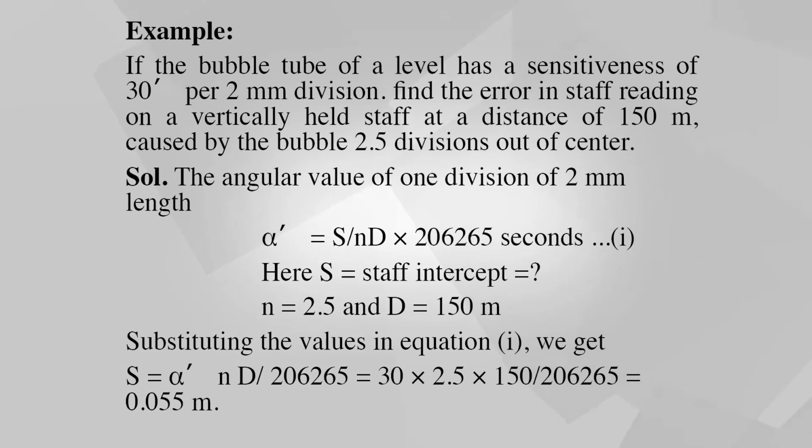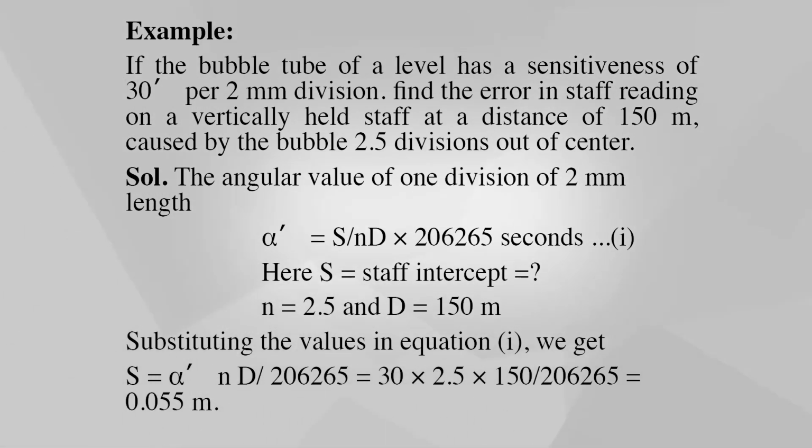In the next question, the bubble tube of a level has a sensitiveness of 30 minutes per 2 mm division. We have to find the error in staff reading on a vertically held staff at a distance of 150 meter caused by the bubble being 2.5 divisions out of center. So, the angular value of one division of 2 mm length, alpha dash, can be equal to S upon Nd into 206265, as you know the equation. N is given as 2.5 and the capital D has been given as 150 meter.